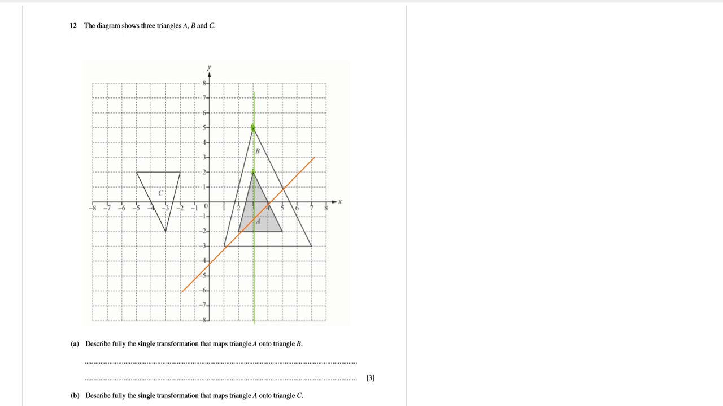So it is 3, minus 1. And what would be the scale factor? 1, 2, 3 boxes. 1, 2, 3, 4, 6. So A onto B is definitely enlargement from 3, minus 1 with scale factor of 2.